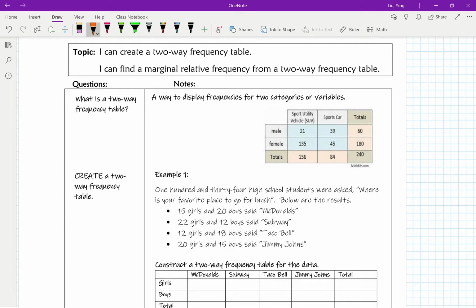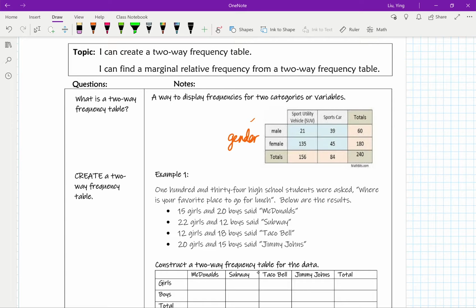A two-way frequency table is something that sorts out the data in two categories. So for example, it would look like this. And in this example, the male and female, so that's gender, that's one category. And the vehicle that they drive, that's another category. That's why it's called a two-way table.